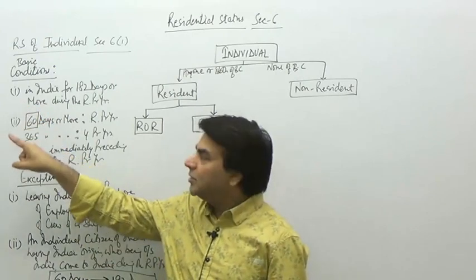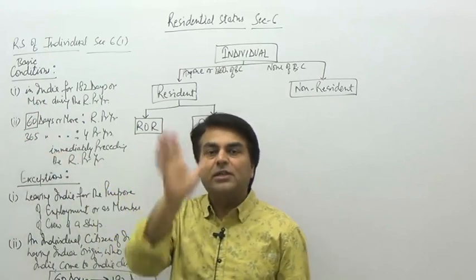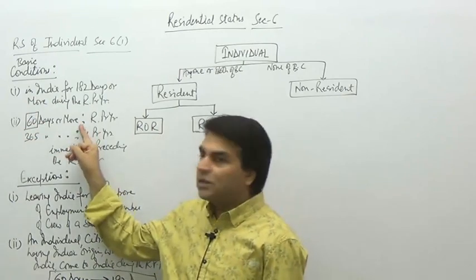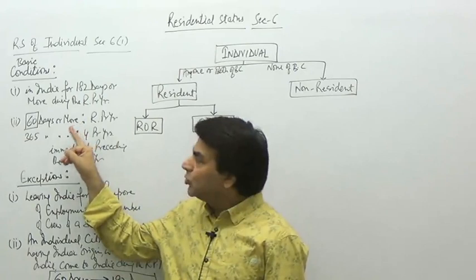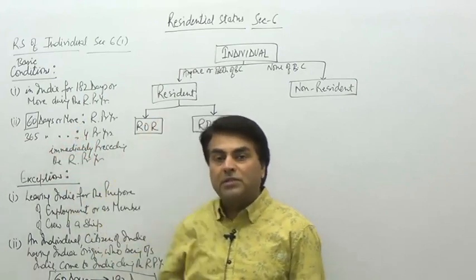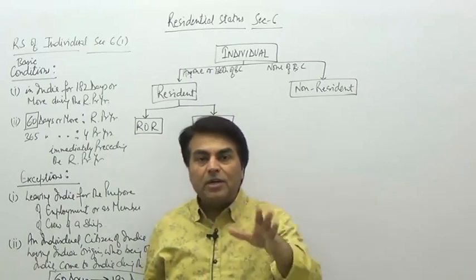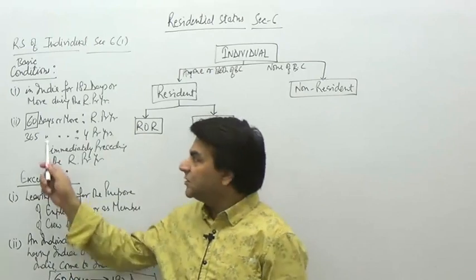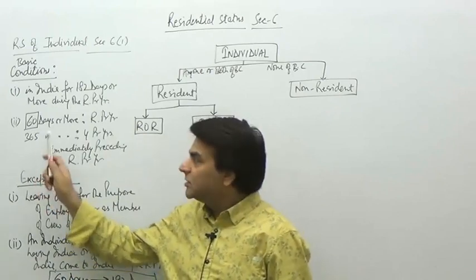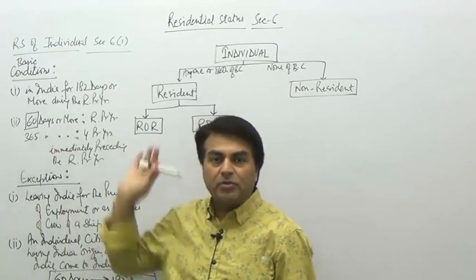Now check him on the second condition. The second condition says that he is in India for 60 days or more. Yes, he was there for 70 days, so this part of the second condition is satisfied. Coming to the second part of the second condition, 365 days in the last 4 previous years. In the last 4 previous years, every single day he was in India, so he satisfies the second part also. That means he satisfies the second basic condition and he would become a resident.